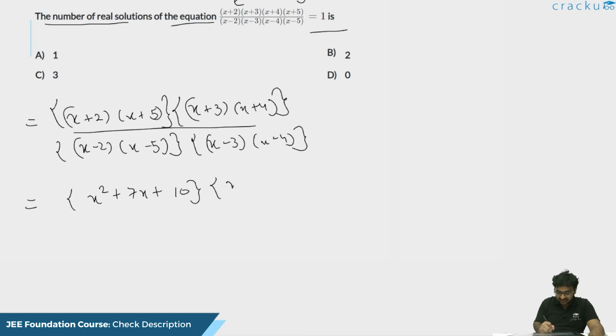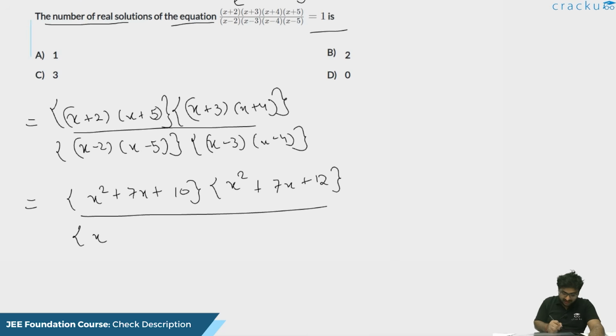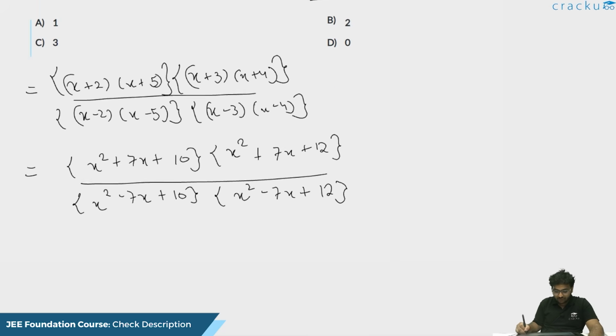What will be this? x square plus 3x plus 4x plus 12. So what will be this? x square minus 5x minus 2x plus 10. So this would be x square minus 7x plus 10. This would be what? x square minus 7x plus 4 3s are 12. Now what we can do?